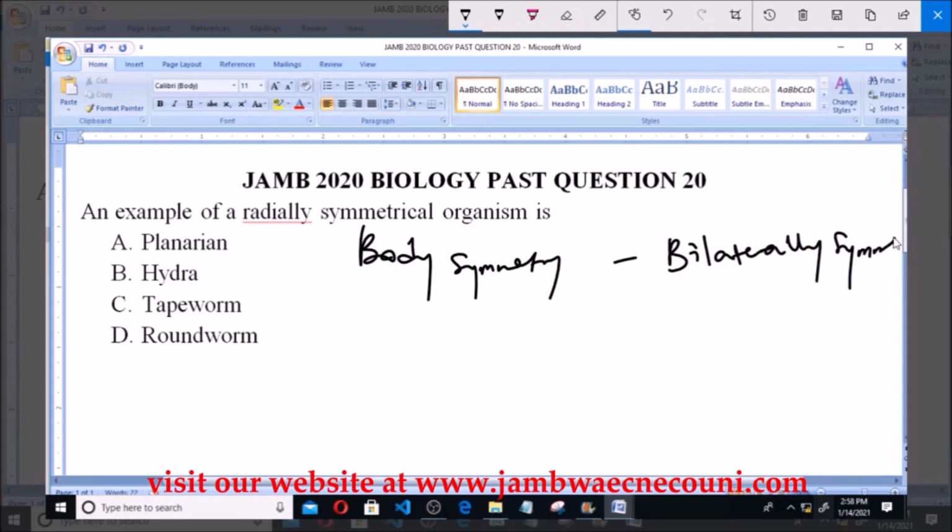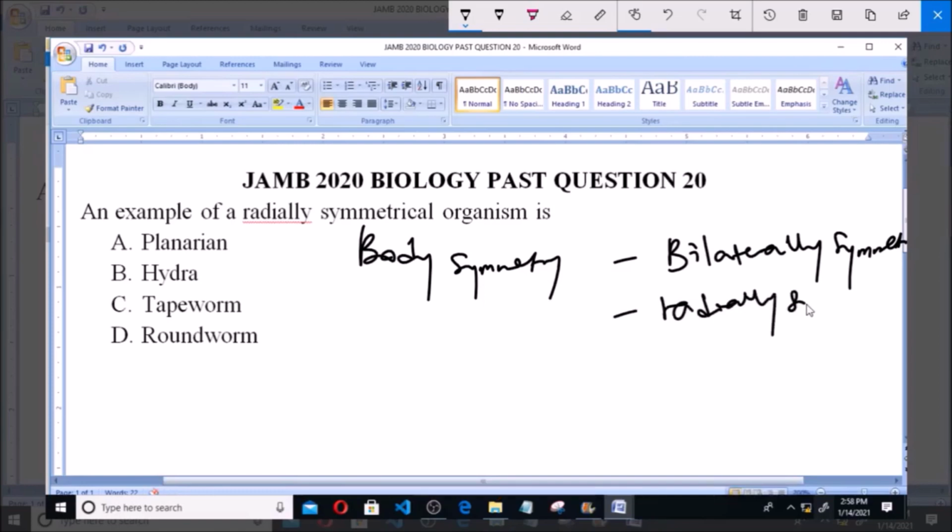symmetrical. Then we have what we call radially symmetrical. Now, some organisms are bilaterally symmetrical, that is, they can be divided into two equal halves from two planes. That's why it's called bilateral. While some organisms can be divided into two equal halves from any plane, we call them radially symmetrical.